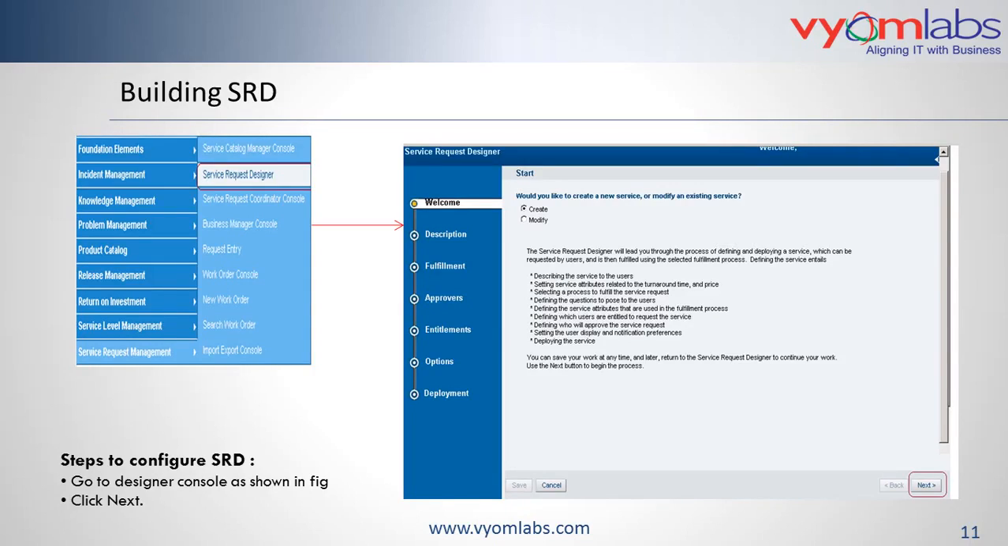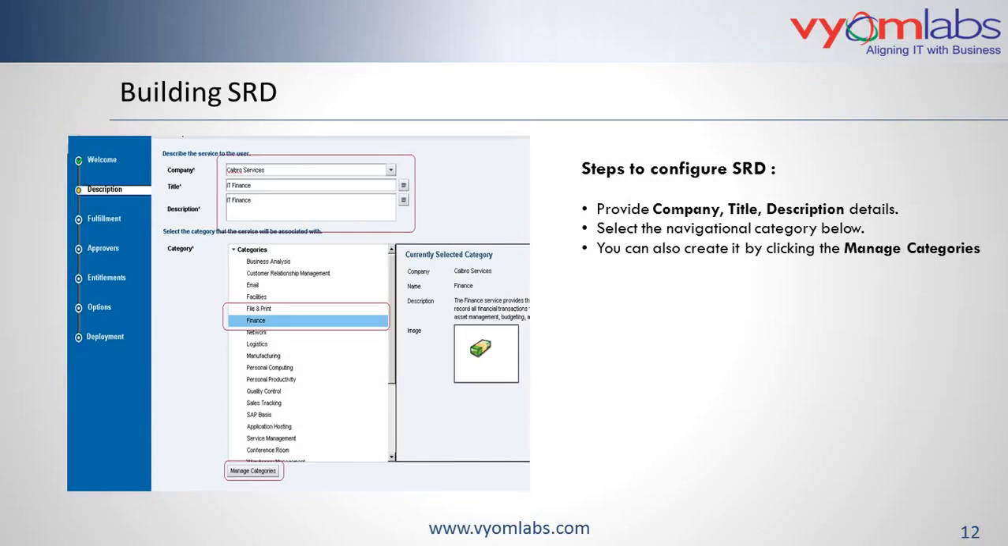On this form you will see an option like, would you like to create a new service or modify an existing service? Here we are creating a new service, so we'll select create. By default create is selected, so we won't do anything. We'll just click on the next button. Once we click on the next button, we will go to the description section.